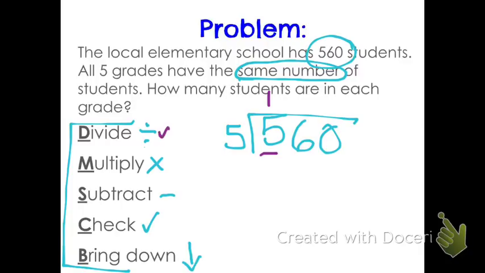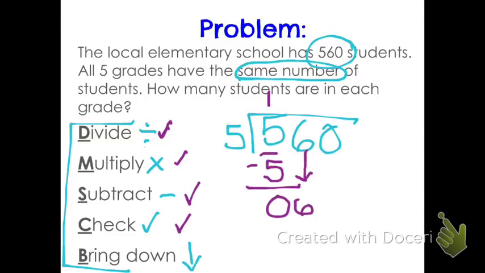Then I multiply. So notice I'm going to check off every time I do a step. Multiply 5 times the 1, the number I just wrote down, which would give me 5. I'll subtract 5 minus 5, which gives me 0. Now I'm checking to make sure my 0 is less than my 5, and it is. And now I bring down just the number next to it. So I bring down just my 6, and then I'm going to start over. And I'm switching colors to give you kind of a good visual of each step.